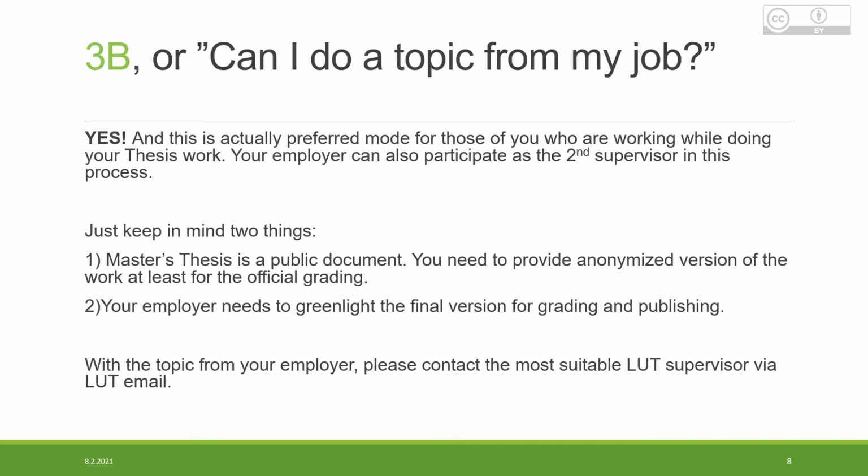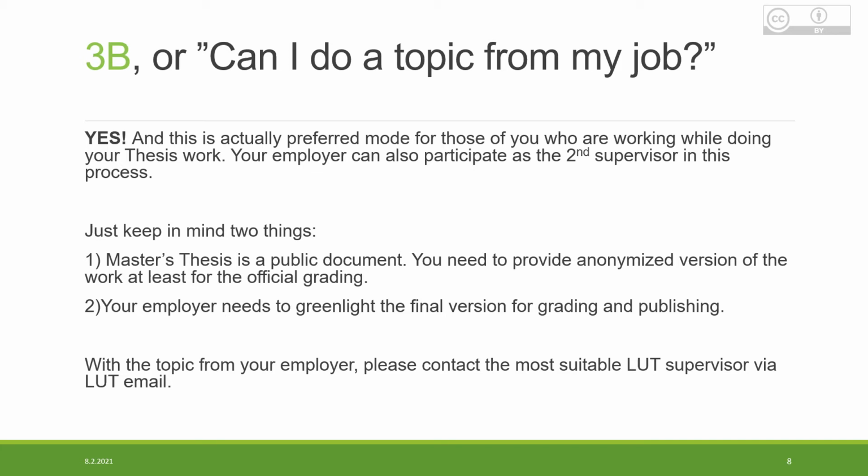That is just good practice and good manners, but also keep in mind that everything you write in your master's thesis needs to be accepted by the company that is paying for the project in which the master's thesis is done.